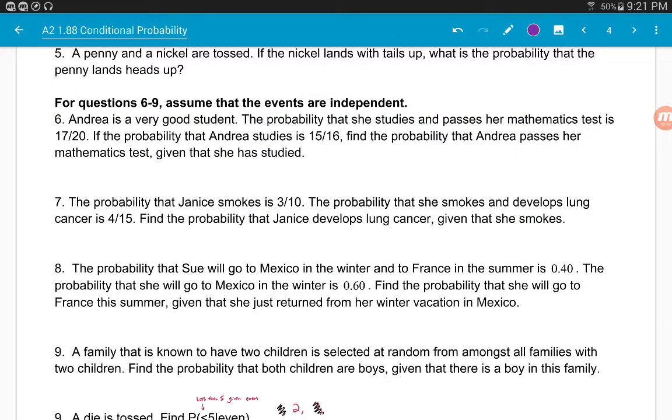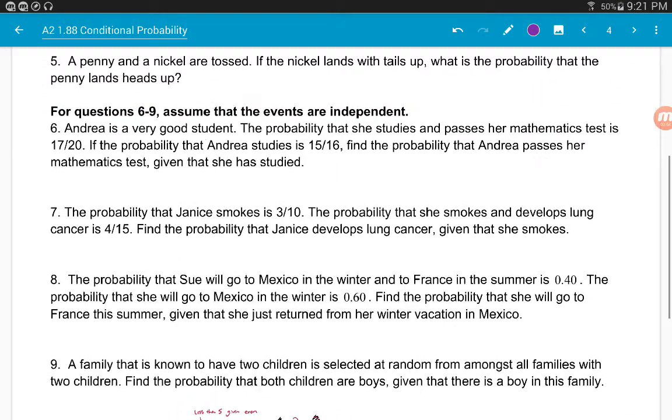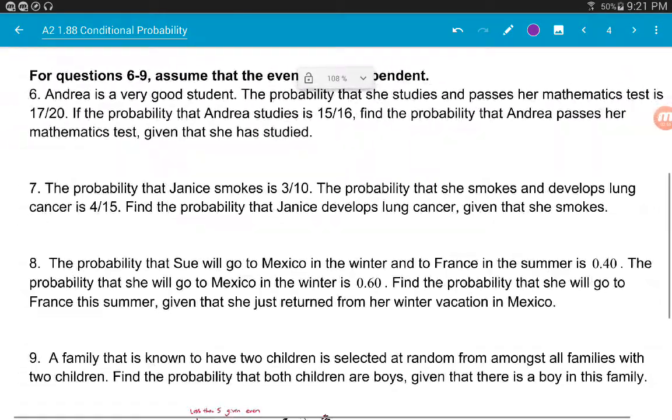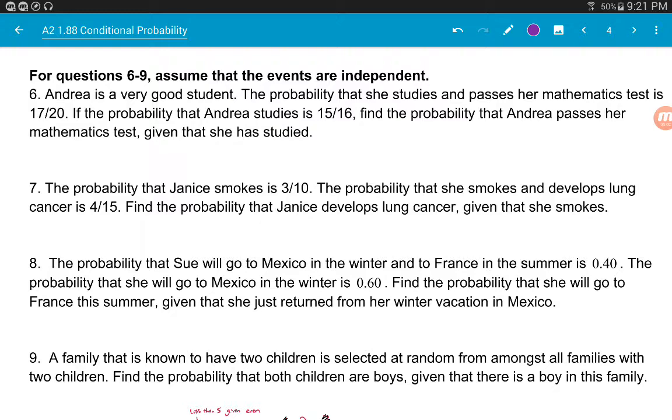All right, so let me do one of these first. Question number 6 says, Andrea is a very good student. The probability that she studies and passes her mathematics test is 17 out of 20. If the probability that Andrea studies is 15 out of 16, find the probability that Andrea passes her mathematics test given that she has studied. So here are the key words. She passes given that she's studied.